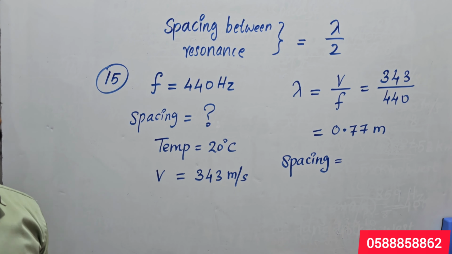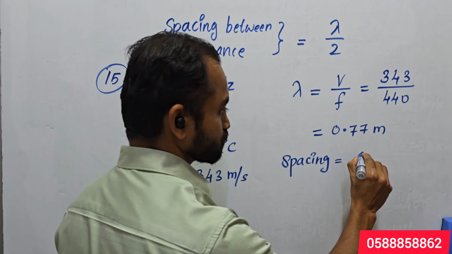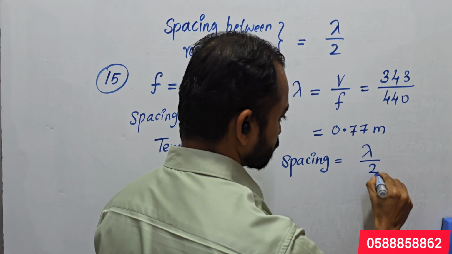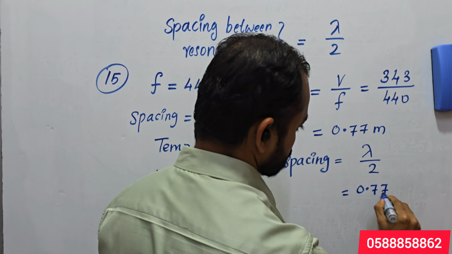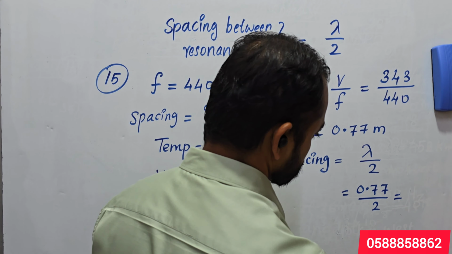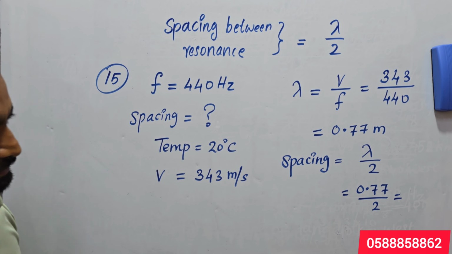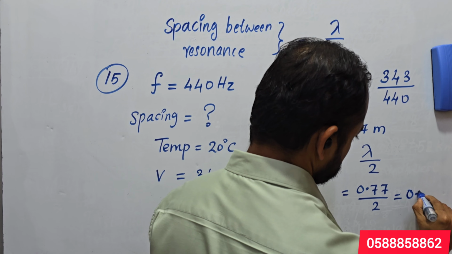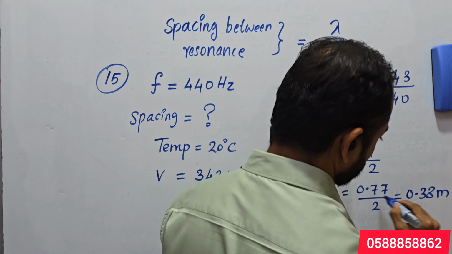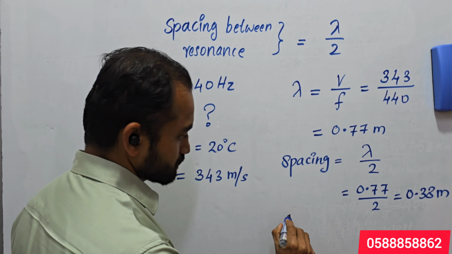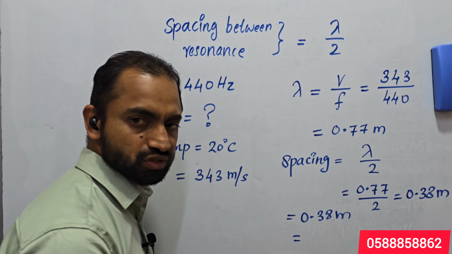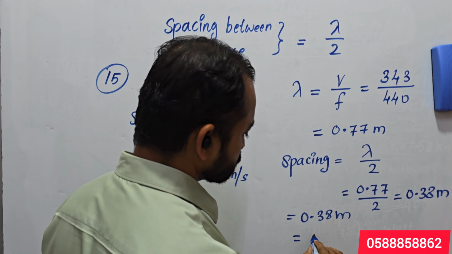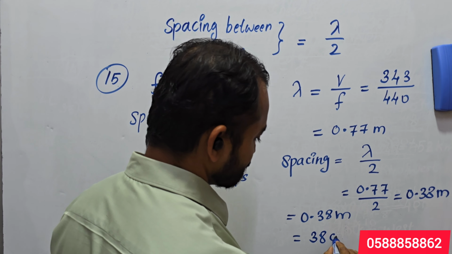Okay, so spacing between the resonance, that is what we have to calculate. Spacing between the resonance, that is always equal to half of the wavelength, lambda by 2. So this will be 0.77 divided by 2. How much? 0.38, right? 0.38 in meters. You got the answer in meters, right? So spacing is equal to 0.38 meters. If you need the answer in centimeter, you will multiply this by 100. So you will get 38 centimeter.